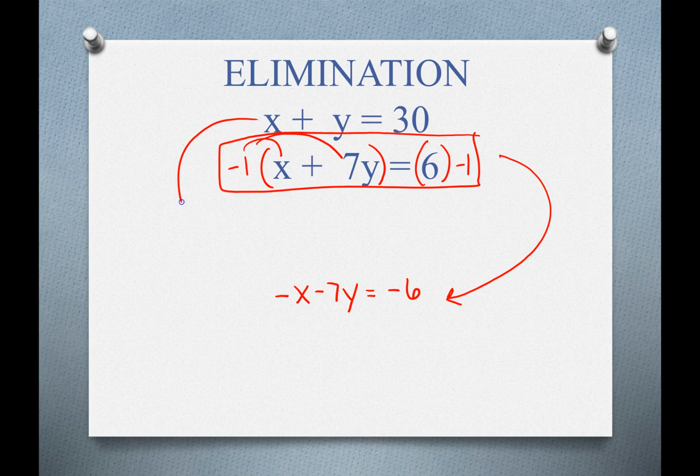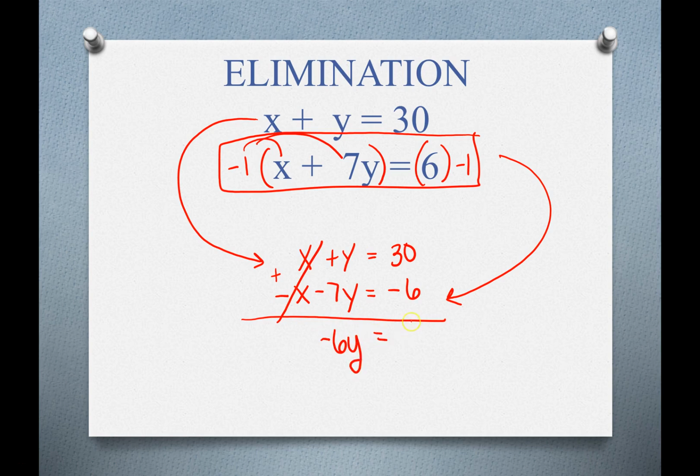And so I've just changed this equation to be this one here. And I'm just going to now take this first equation and rewrite it as x plus y equals 30. All right, now let's see if we add things if it's good. Well, what's x plus a negative x? Well, that disappears. Yay. Negative 7y plus y is a negative 6y. And 30 plus a negative 6, that is 24. Divide by negative 6, and we get y equals negative 4. Sweet. We're not done yet.